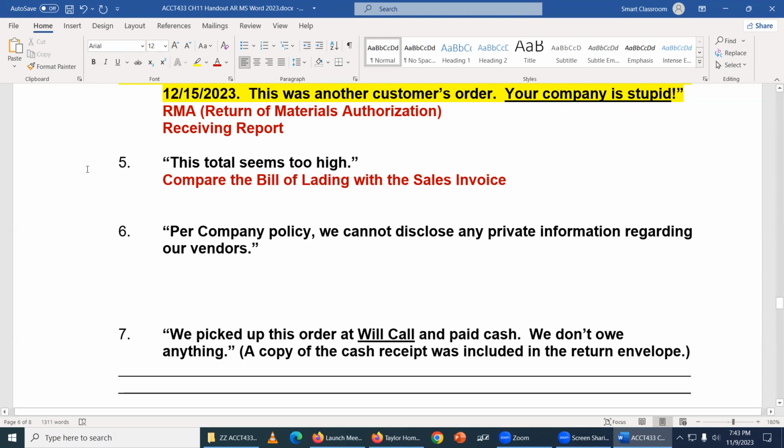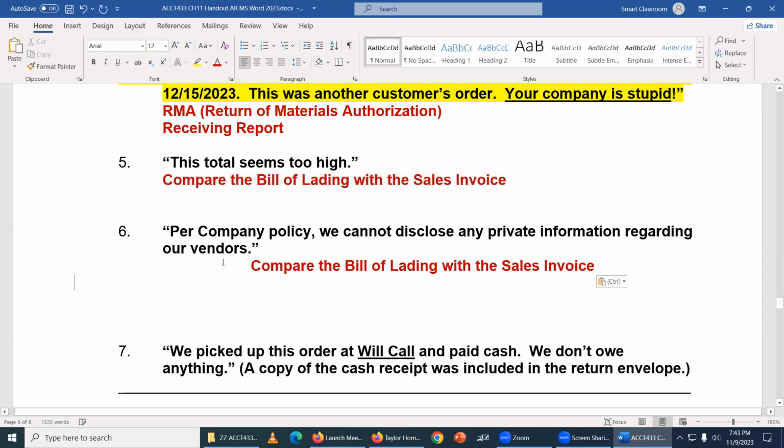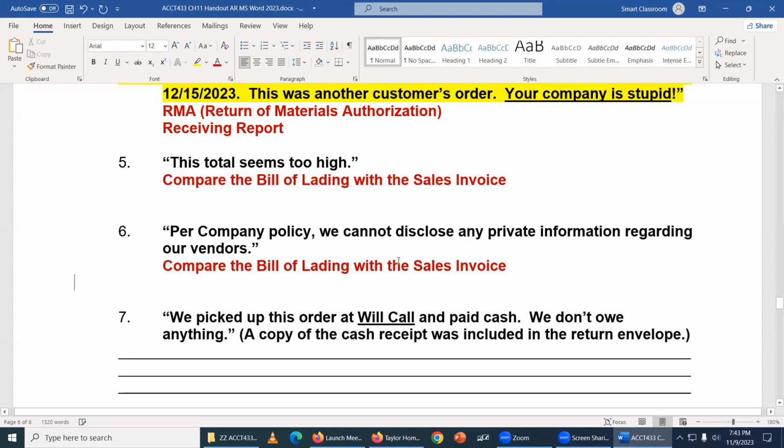Probably along the same lines. Compare what was shipped with the sales. You don't want to do this for everyone, but if you get the handful, you may pull a bill of lading, pull the sales invoices, and see if they match up or they're pretty close to it.